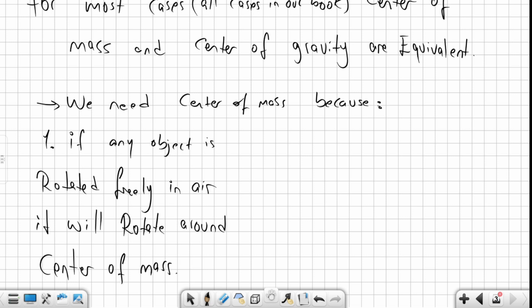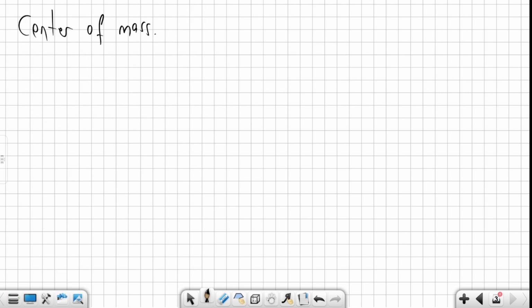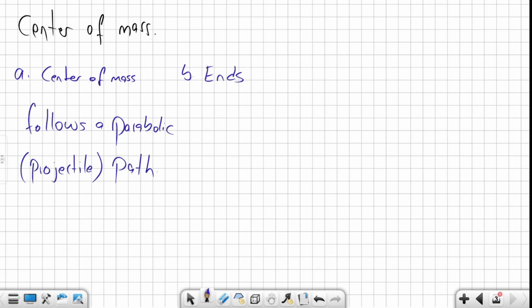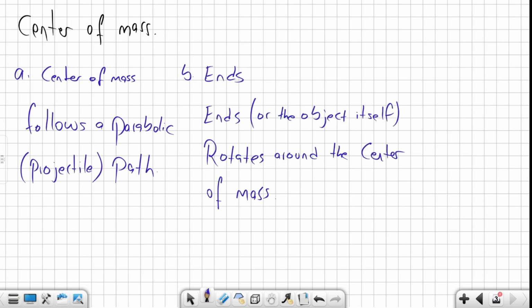When we rotate an object in air freely, we will have two types of motion. The first one is the motion of the center of mass. The second one is the motion of the ends. The center of mass will follow a parabolic path because the center of mass is the axis of rotation, and the axis of rotation does not rotate. It will simply have a translational motion. Or we can say that it will follow the path of a projectile, like the projectile motion that you studied in grade 11. The ends will rotate around the axis, which is the center of mass. So that's why we need to study center of mass.